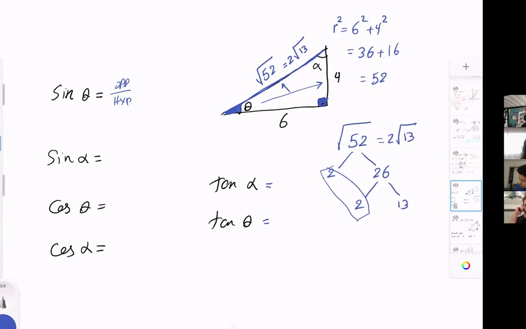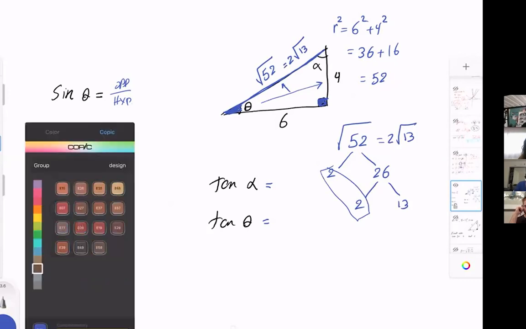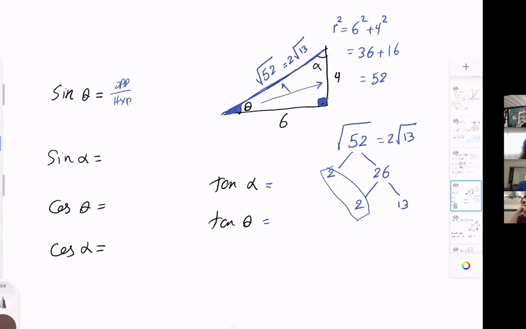And the number that you're going to see in the exam is a small number like this. So don't freak out. So now that we have all the sides, sine of theta will be 4 over 2 radical 13, which gives us 2 over radical 13.